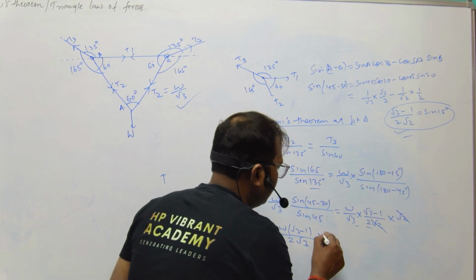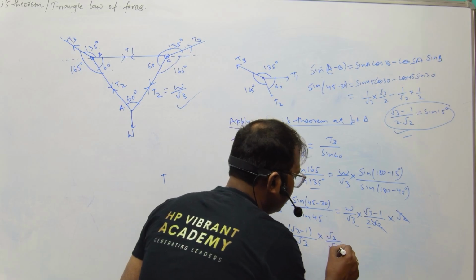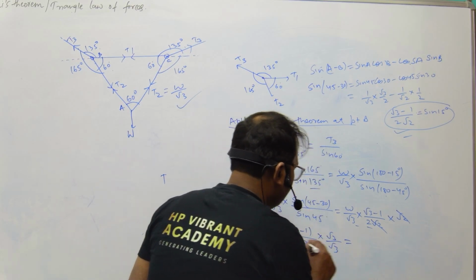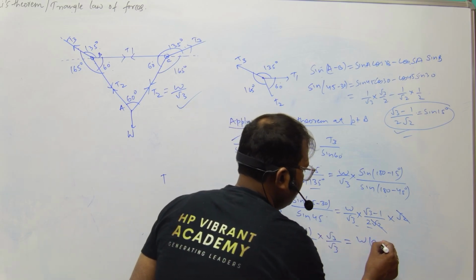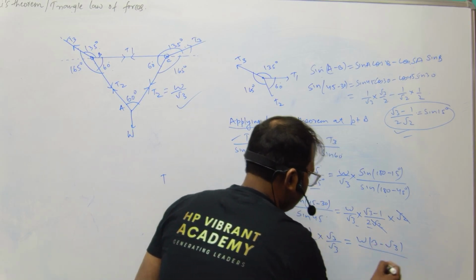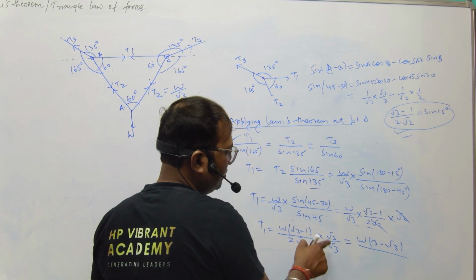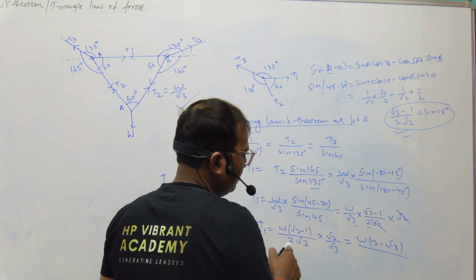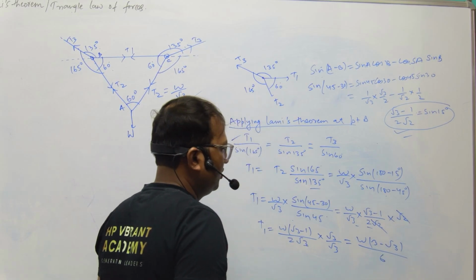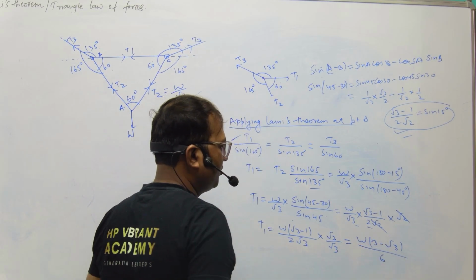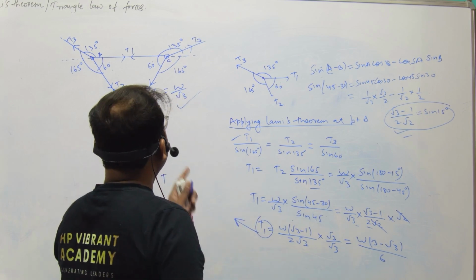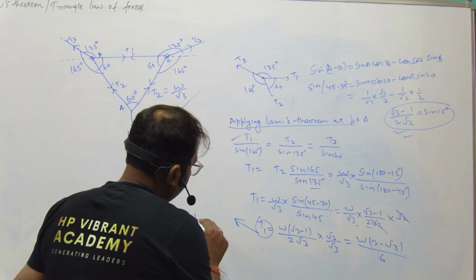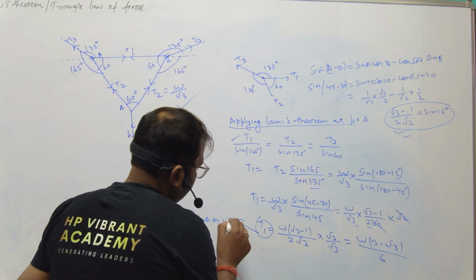Let us multiply root 3 in numerator and denominator. So this is equal to W times root 3 times root 3, which is 3, minus root 3, upon 2 times root 3 times root 3, which is 3, and 3 times 2 is 6. So W times 3 minus root 3 upon 6 is the tension, and T1 is the tension in the string BC.